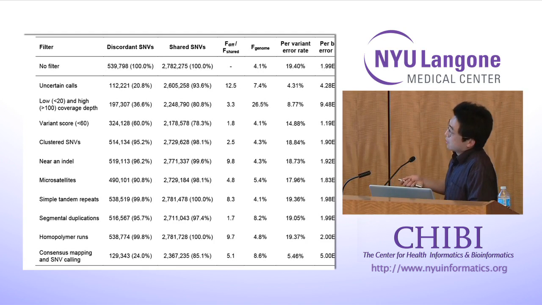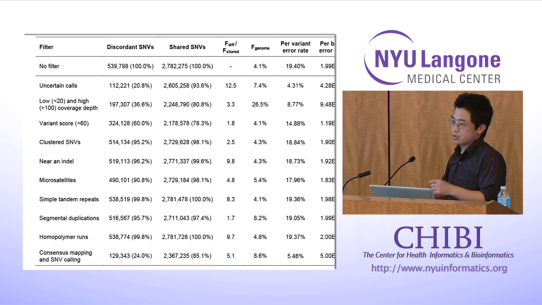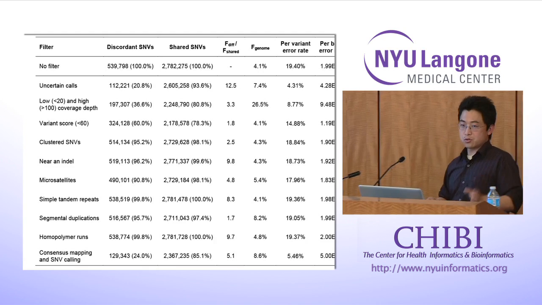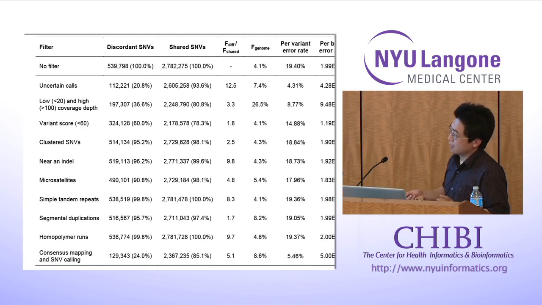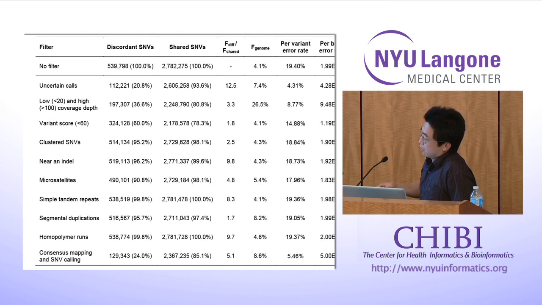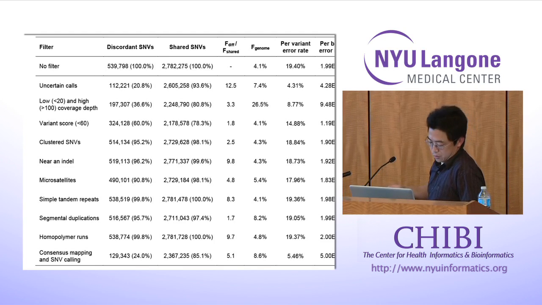And so these filters are basically the coverage, the variant score, which is equal to the quality score, the mapping score, clustered SNVs across the genome, and near an indel, whether these mutations occur close to an indel site. And also, you should look at whether those SNVs fall into microsatellites, simple tandem repeat regions, segmental duplication regions, homopolymer runs. So probably all these kinds of single nucleotide repeats.